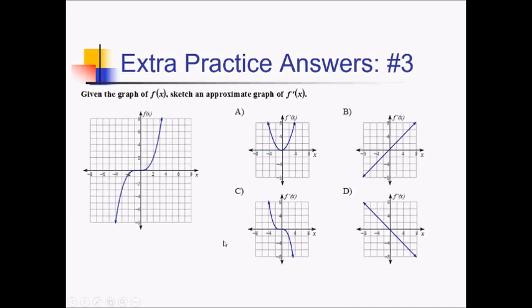On this problem, I'm given the graph of f, and I want to figure out what f prime looks like. So one key feature here is that we have a plateau at x equals 0. This is a place where the slope is 0. So f prime should have a slope of 0 at x equals 0. But unfortunately, looking at all the graphs, they all have that. So that doesn't really help us too much.